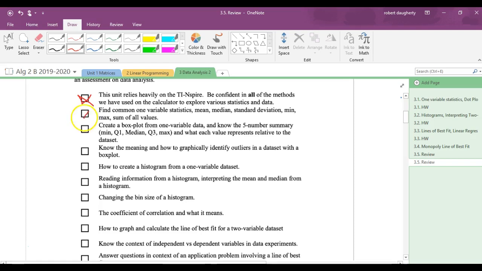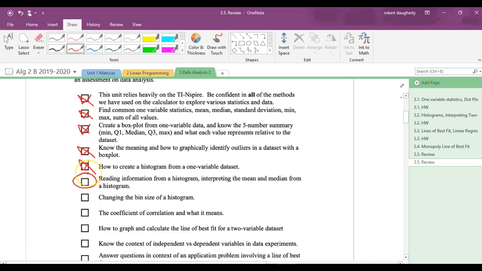How to find common one variable statistics. Go through the menu option and read which those elements are. How to create a box plot. If you add an element to a box plot, resizing the window, I think we did that. How to identify outliers, pretty easy once you have a box plot. How to create a histogram. Reading information from a histogram.